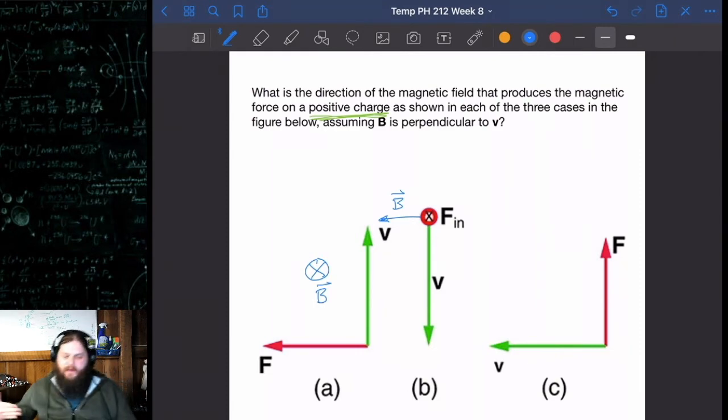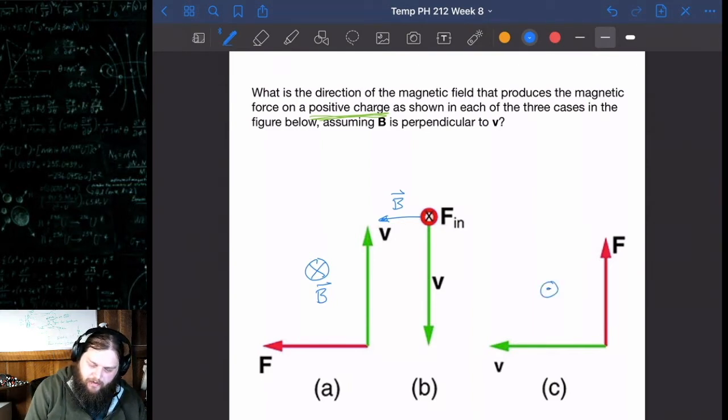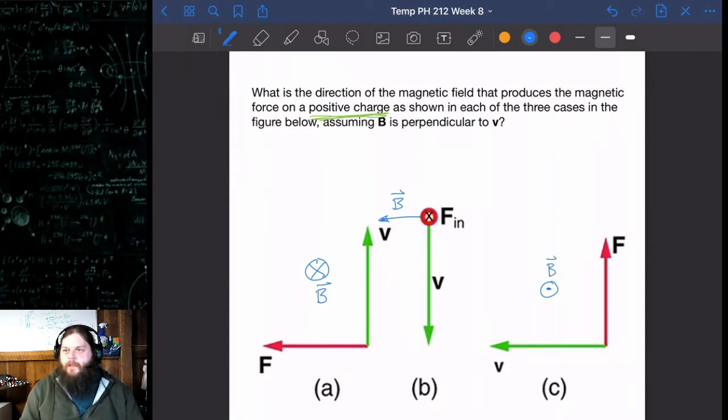Last one, and we can get on to some more computational problems. Again, pointing my hand this way, from my perspective, looks like the force is coming that way, my velocity vector is going along here, and I can curl my hand back. That's pointing out of the page towards me, so I can draw out of the page B vector. And that's how we can do it.